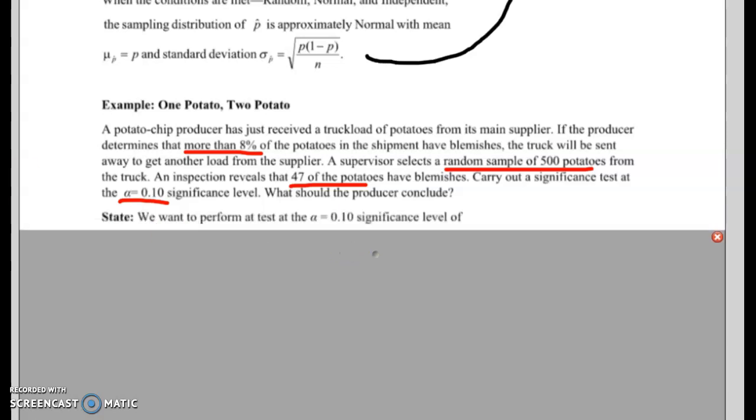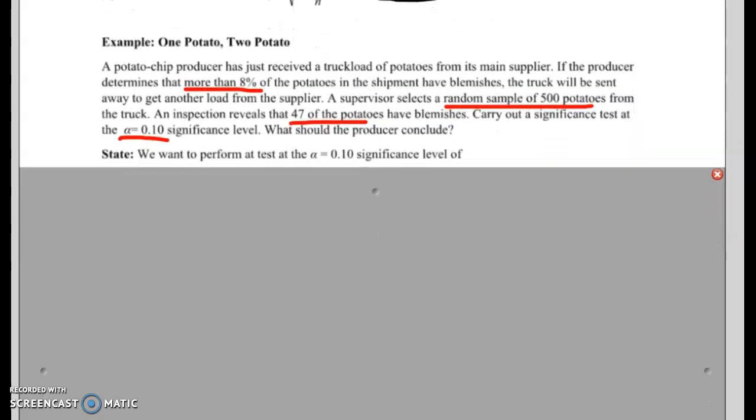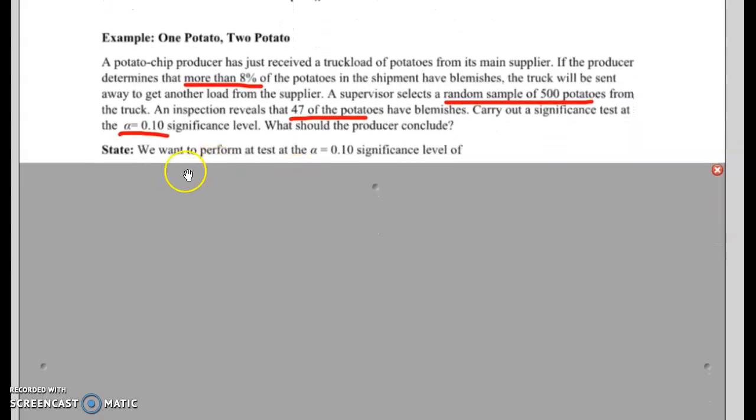So for the state, we're going to mention the significance level and then state our hypotheses. They told us in the problem we're going to perform a test at the 0.1 significance level. And we're going to look for the hypotheses. For my null hypothesis, we're going to assume that it's 8%. The alternative is going to be more than 8%. So everything's based off of this 8%.